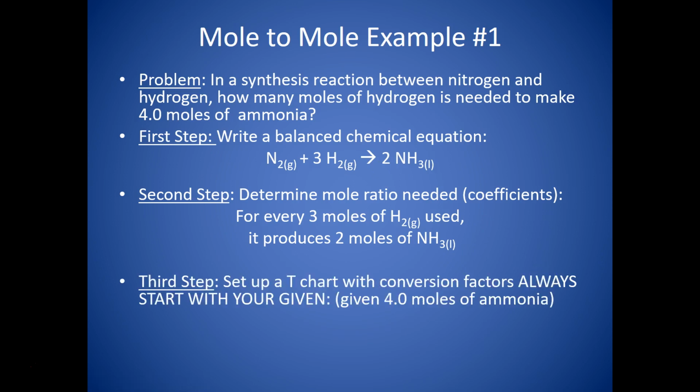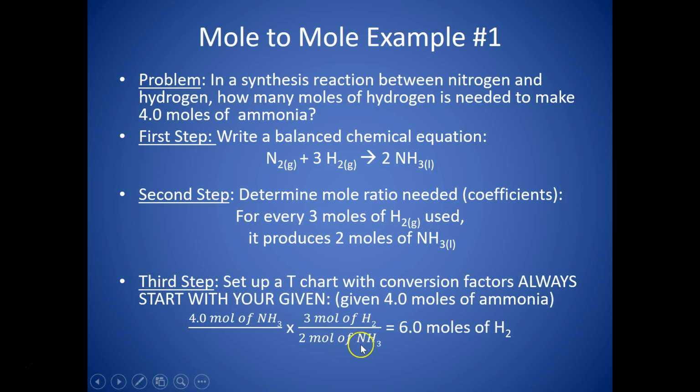So for our third step, we're going to set up one of our little T-charts with conversion factors, and just like in our previous unit, we're going to start with what was given in our problem, and in this case, we were given 4.0 moles of ammonia. So we set up our problem, 4.0 moles of ammonia, and then on the bottom, we put our 2 moles of ammonia because we want moles of ammonia to cancel out. We put our 3 moles of H2 on the top because that's what we're trying to get to, how many moles of hydrogen. And when we do the math on that, we get 6 moles of hydrogen. Pretty straightforward, right?